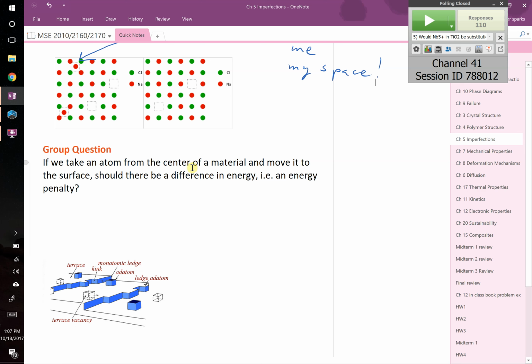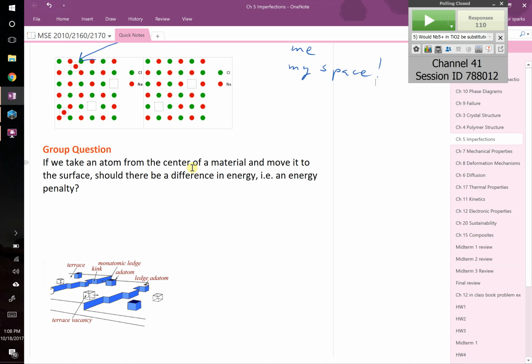What's your argument? There's fewer bonds on the surface. When it's in the middle, it's got bonds all around it, but on the surface, it's got fewer. And bonds usually make things happy, though, right? So let's take somebody who has 6 neighbors, right? Matt. Matt has 6 nearest neighbors. If I pull Matt out, then now there's 4 broken bonds, right?